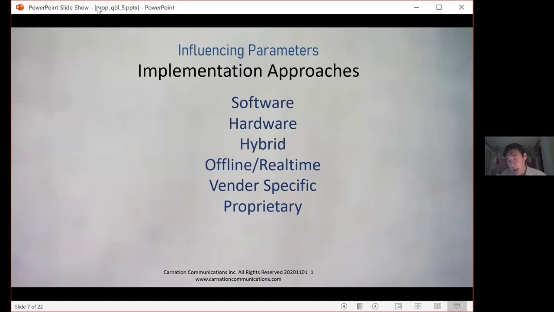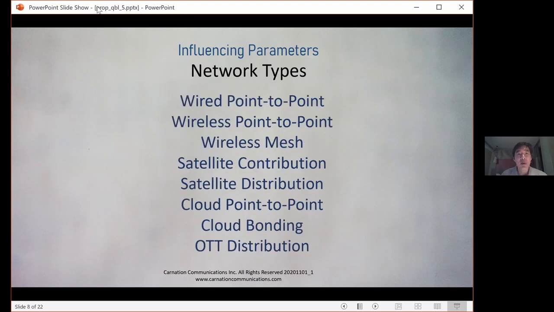Okay, I love to talk about this topic, but let me try to move on here. Okay, so network types.